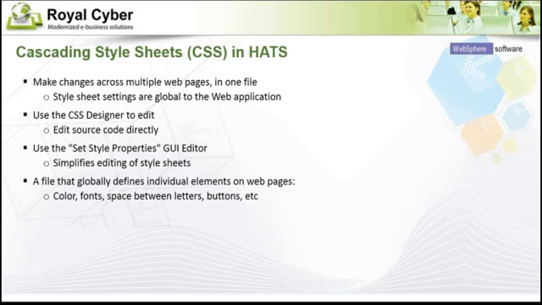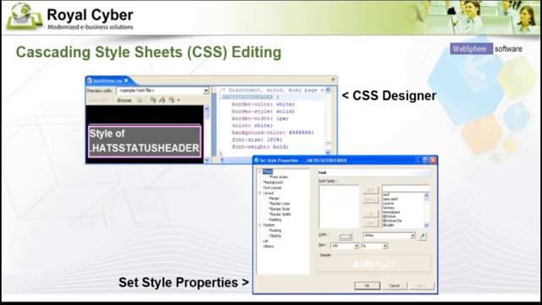During HATS development, CSS makes it easy to manage the look and feel of the HATS application. It is kind of a global visual setting for the entire HATS application. The development environment has a built-in CSS designer, or kind of wizard, as I said earlier, for CSS writing. This wizard creates a CSS file with all the display settings of the project, including color, fonts, space between letters, button style, etc.